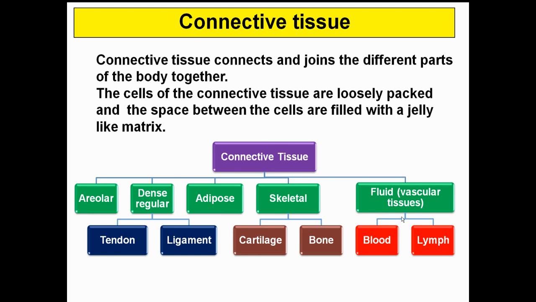In the dense regular, we have two types of tissues, that is tendon and ligament. And in skeletal, we again have two types, that is cartilage and bone. Fluid or vascular tissue also has two subtypes, that is blood and lymph. So we are going to basically discuss these five types of connective tissue.